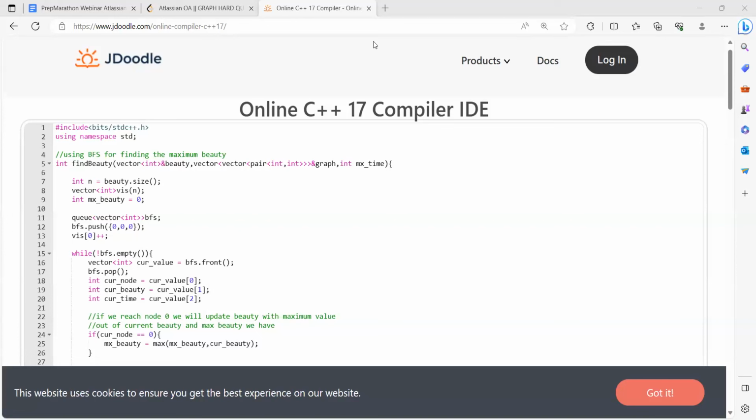Sir, instead of this, can't we sort at first and traverse? We can do that. We can use priority queue also. Okay, in that we'll sort them by what? Sort the roads. We'll choose the road which is giving us, or we can say that we'll try to go to that neighbor which is giving us maximum beauty. Okay, we can do that. Yes, yes, we can do that.